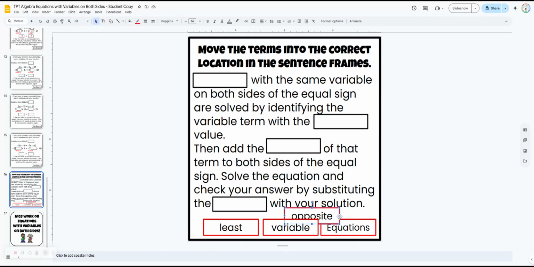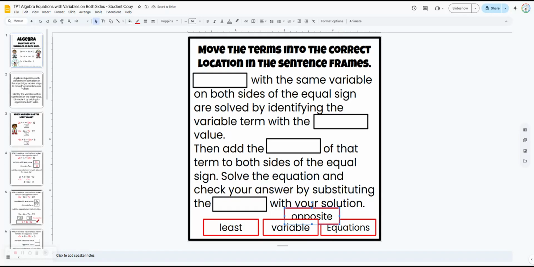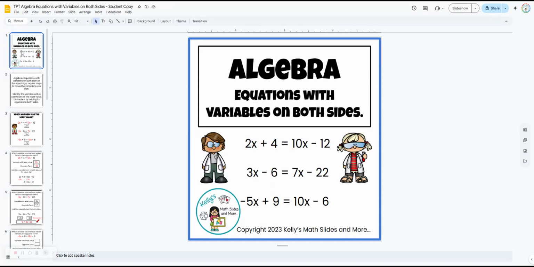Now when they get down to slide 16, this is drag and drop vocabulary. They're just going to click and hold on the edge of these and move them into place in the sentence frames. So that is the digital lesson, equations with variables on both sides.